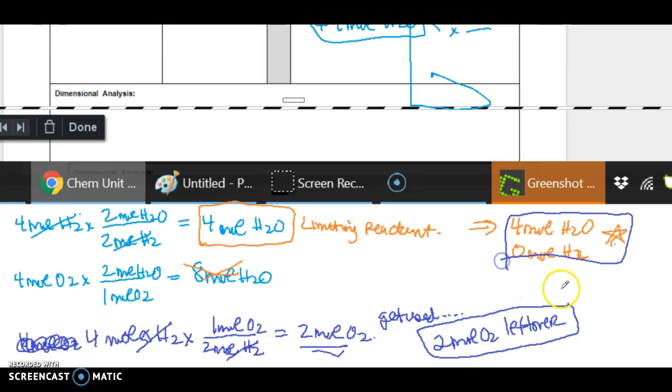And then you can also change any of this to grams if you want. All right, and that's how you do a limiting reactant problem.